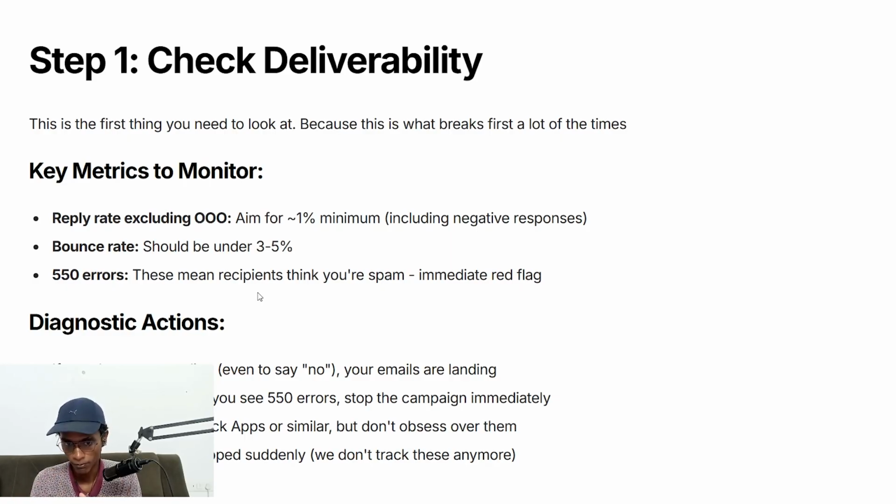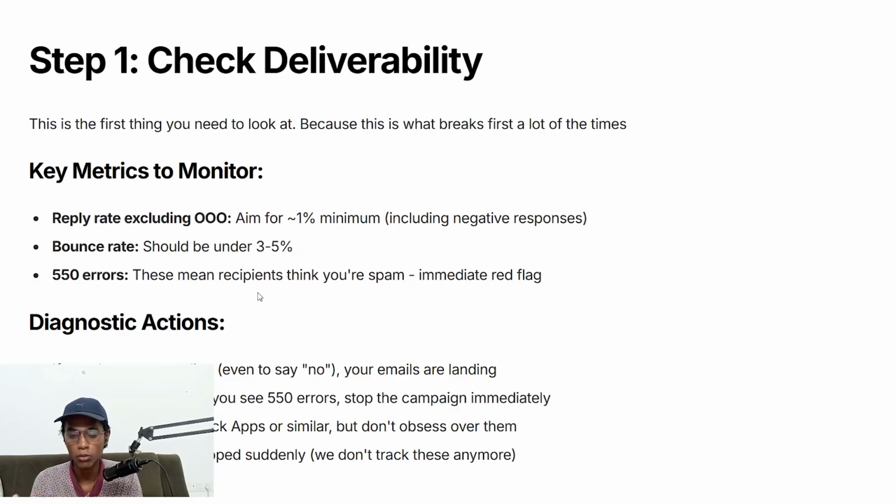If people are responding, even to say no, no thanks, get lost, or whatever, that means your emails are landing. If bounce rates spike, if it's going above 4 to 5% and going to like 6, 7, 8, even 10% sometimes, or you see a lot of 550 errors, then stop the campaign immediately, pause it for now at least, and let it cool down, right, for a little bit. Run spam tests with Glock Apps or something similar to that. Check the domains with MX Toolbox or similar tools to see if the domains are blacklisted, right?